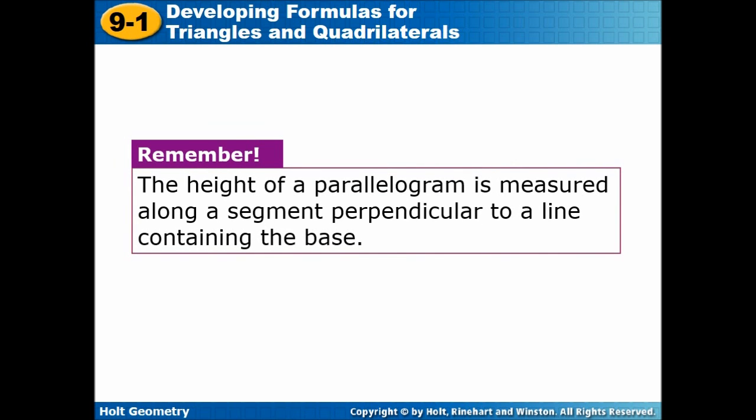Now, one thing you will need to remember when you sit down to try to determine the area of a parallelogram is to make sure that you measure the height along a segment perpendicular to a line containing the base. If you're unsure of how this looks, go back to the previous slide and look at how the height was measured in the parallelogram.